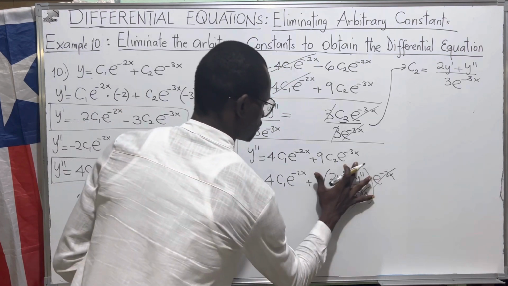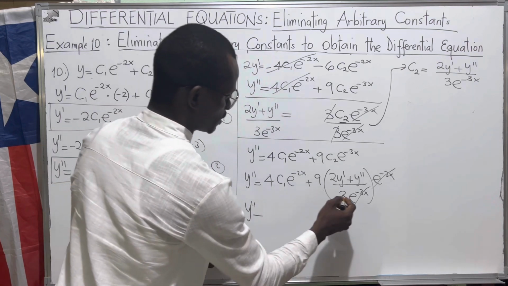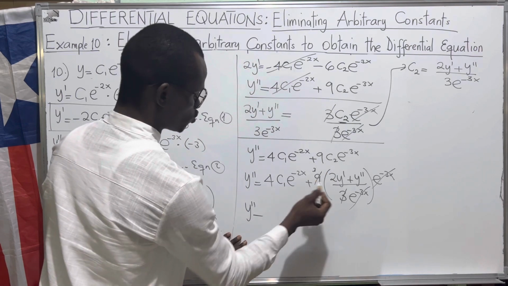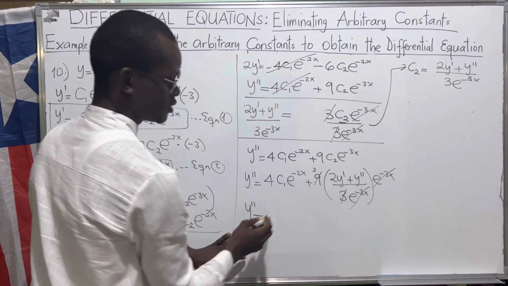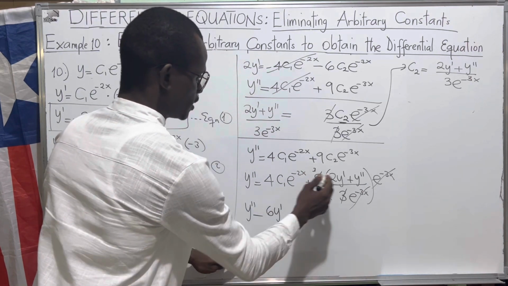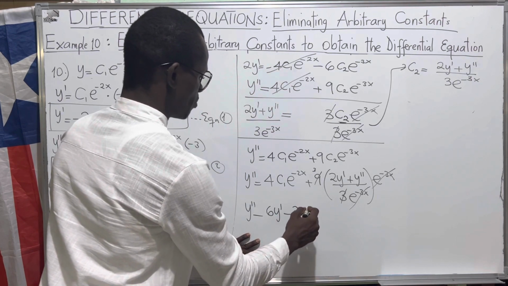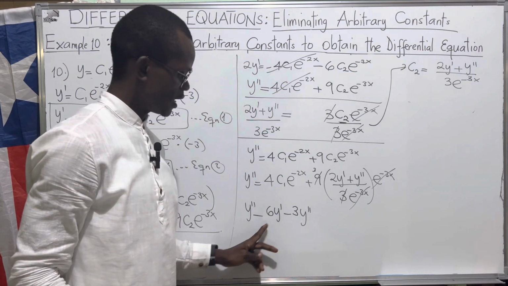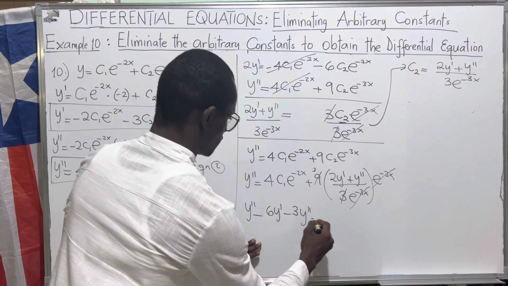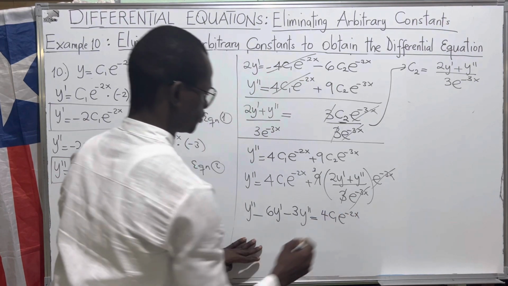Now, I want to send this term across the equal sign so that c1 alone can remain. So it's 3 times 2, 3 times this, right? So it's 3 times 2, 6 y prime, and then 3 times y prime prime is minus 3 y prime prime. So the two of them have negative signs because I sent them across the equal sign. And then it's equal to 4 c1 e raised to the power minus 2x.